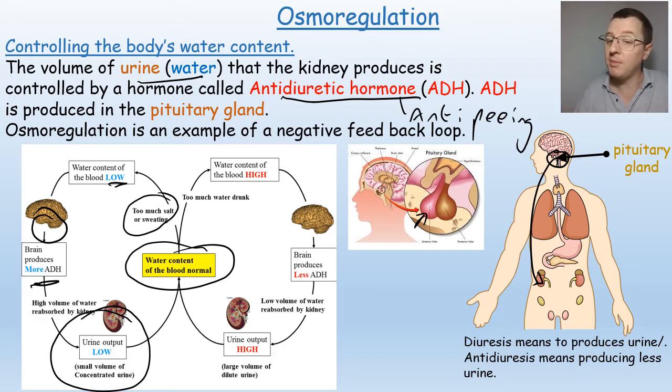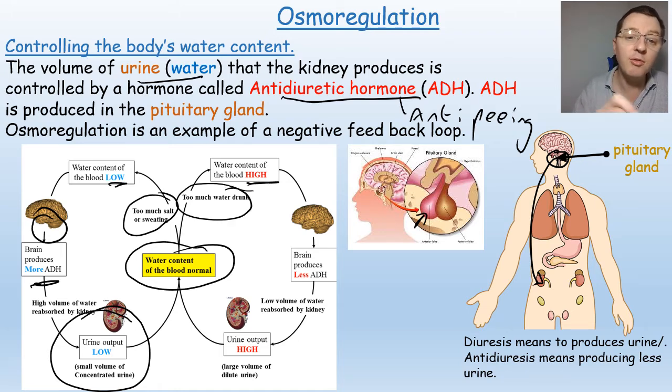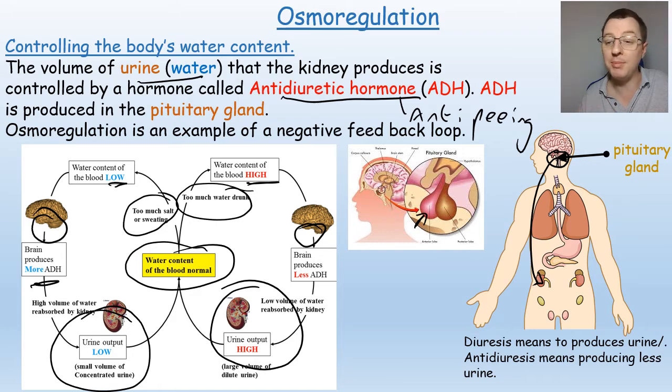But there is an opposite mechanism as well. Perhaps you've drunk too much water, so now the water content of the blood is too high. Again, the osmoreceptors within the hypothalamus will recognize this by measuring the salt concentrations, and then they will produce less ADH or even no ADH. Now, the lack of ADH will have an effect on the permeability of the collecting duct, and it will decrease the permeability of the collecting duct.